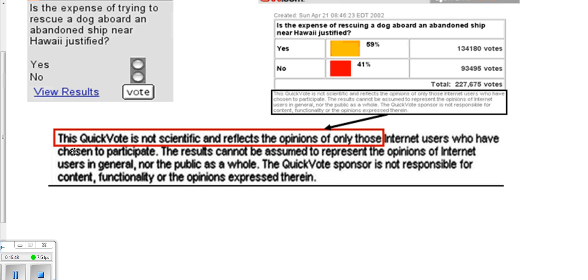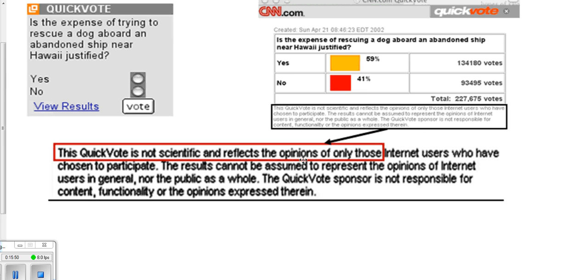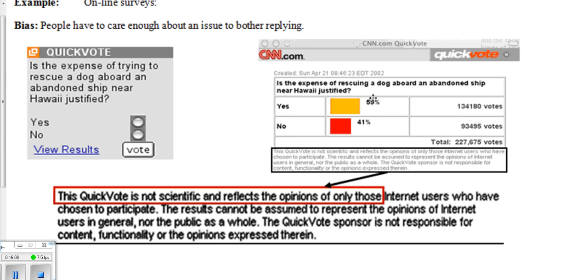Now, it even says on here, this quick vote is not scientific and reflects the opinions of only those internet users who have chosen to participate. These results cannot be assumed to represent the opinions of internet users in general, nor the public as a whole. The quick vote sponsor is not responsible for content, functionality, or the opinions expressed therein. So even though it looks like 59% of the people said yes, they should do it, and 41% said no, it's not worth it, that's not a very good sample. It's not a justifiable way to get information.